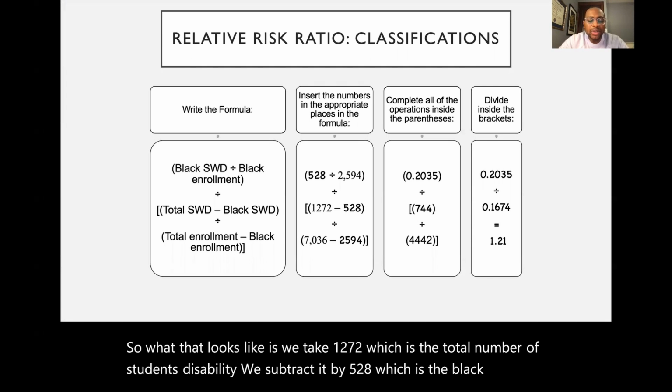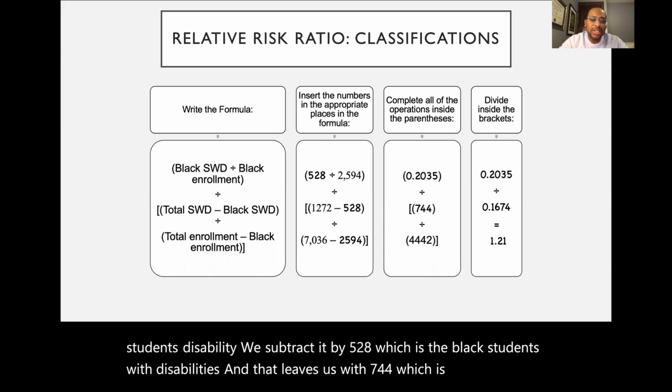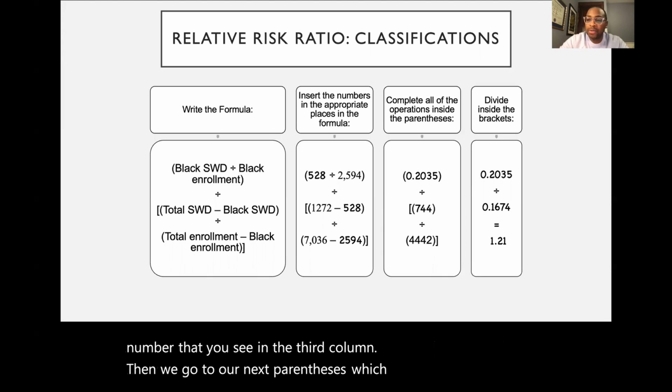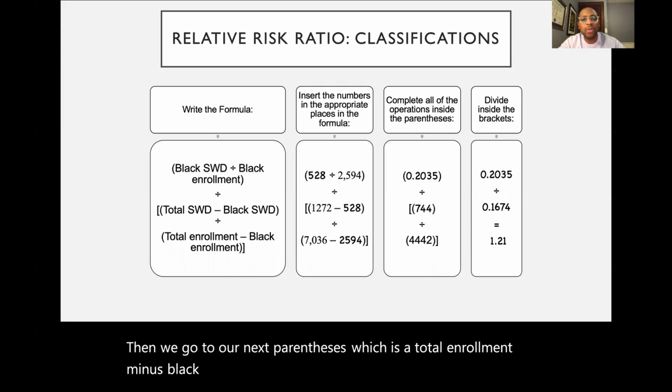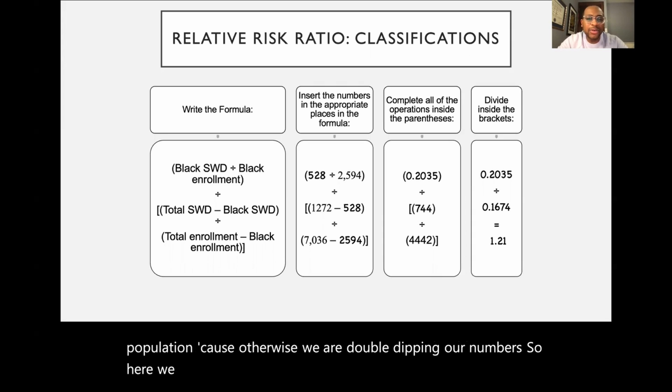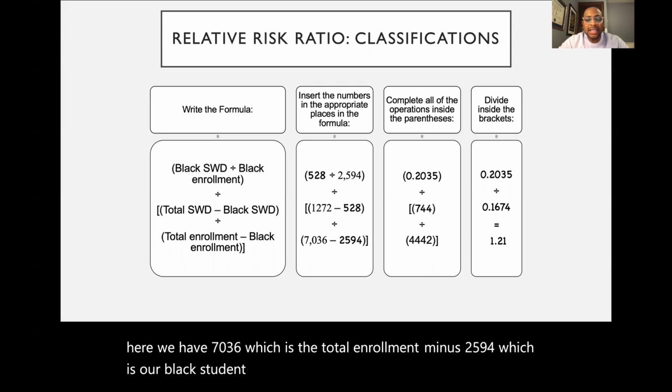And then we go to our next parentheses, which is the total enrollment minus Black enrollment. Again, we have to remove the Black student population because otherwise we are double dipping our numbers. So here we have 7,036, which is the total enrollment, minus 2,594, which is our Black student enrollment. And that gives us 4,442.